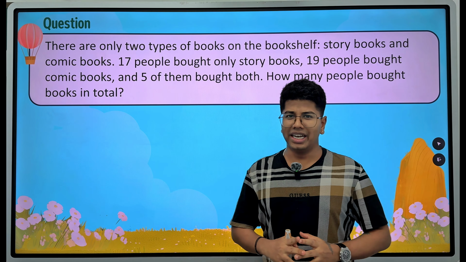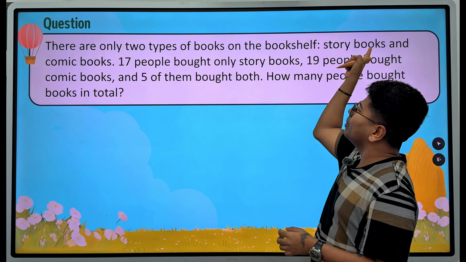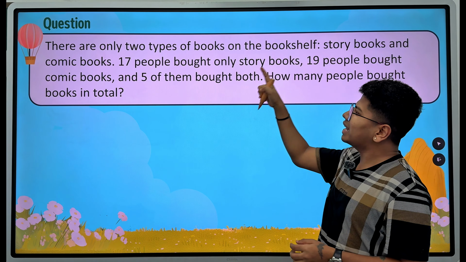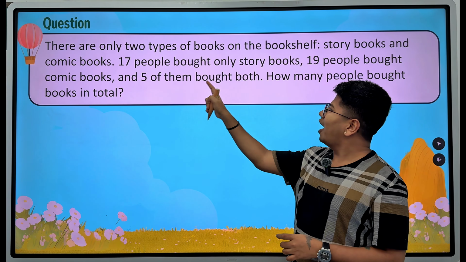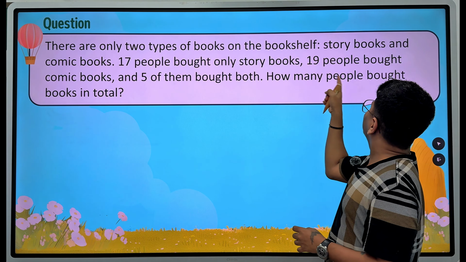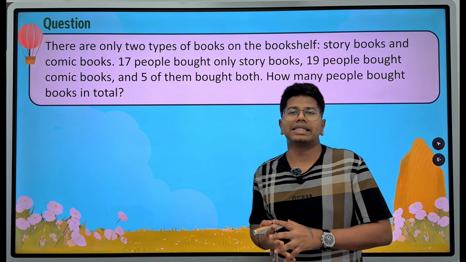So here the question is, there are two types of books on the bookshelf, story books and the comic books. 17 people bought only story books and 19 people bought comic books and 5 of them bought both. How many people bought both books in total? So here let's try to understand the question.